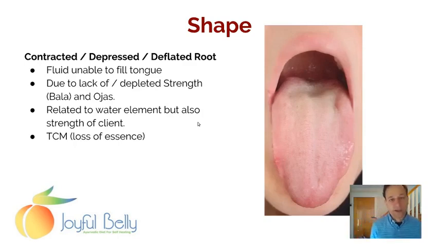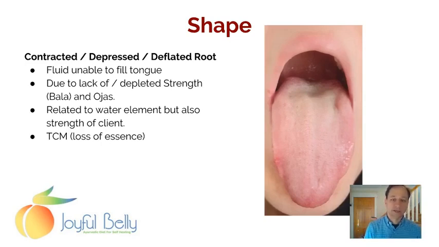I've talked about this a few times during the call: a contracted, depressed, or deflated root of the tongue. In this photo here, if you look at the back of the tongue, the tongue appears deflated in the back. That means the fluids are unable to fill the tongue. This is a sign of low ojas, or depleted strength. In Chinese medicine, it's a sign of loss of essence. And so when we see a client having loss of essence or lack of ojas or strength, that means the client has been weakened significantly in some way.